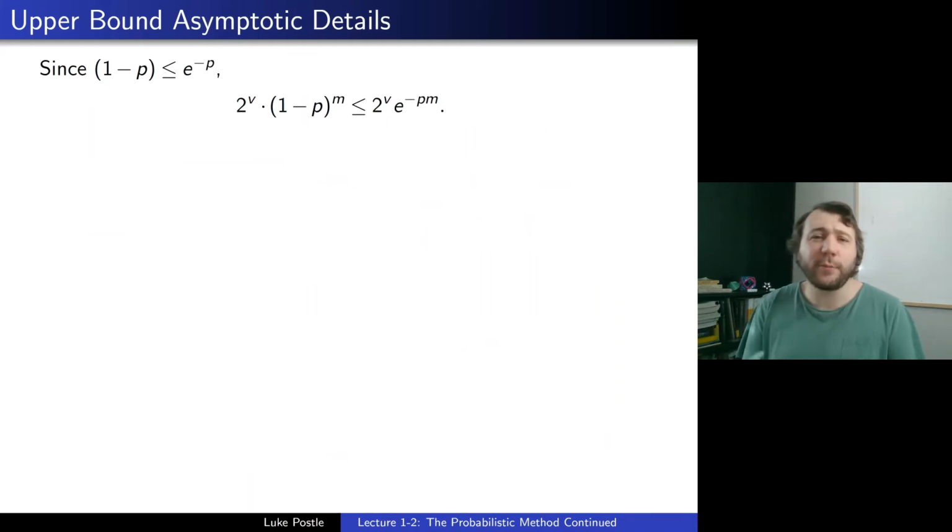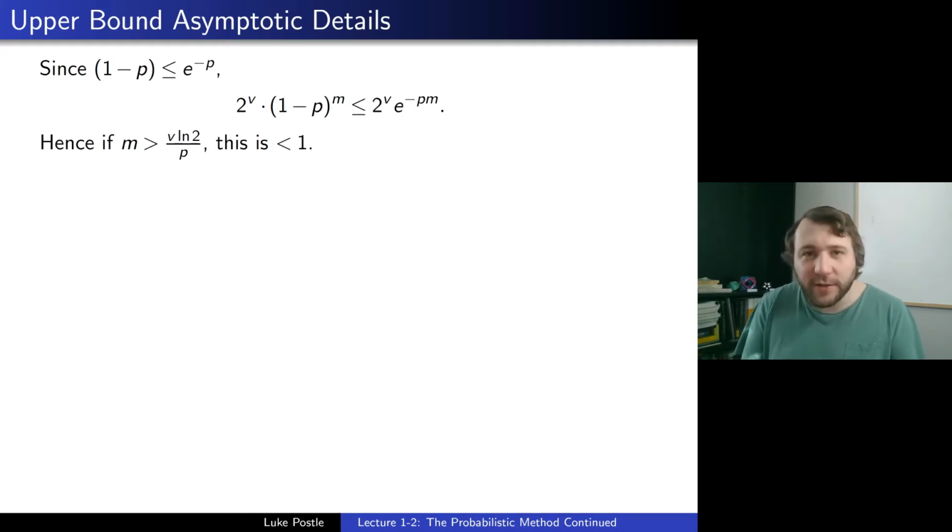So let's look more closely at these asymptotic details. Again, we need to show that 2 to the v times (1 minus p) to the m is at most 1. We can upper bound that by using that 1 minus p is at most e to the minus p. So we will upper bound that by 2 to the v e to the minus pm. And hence, when is it going to be less than 1? It's going to be less than 1 when m is larger than v ln 2 over p. So that's what we need to know, that m is bigger than that number.